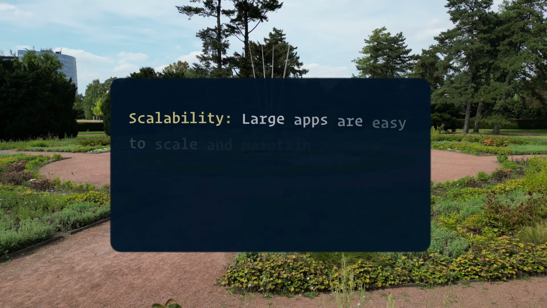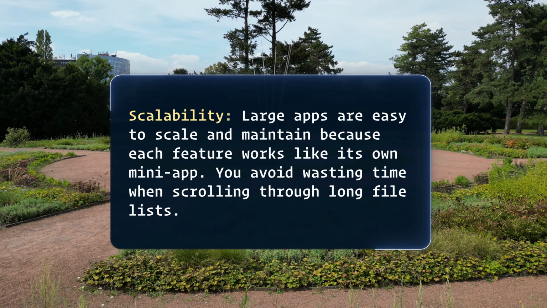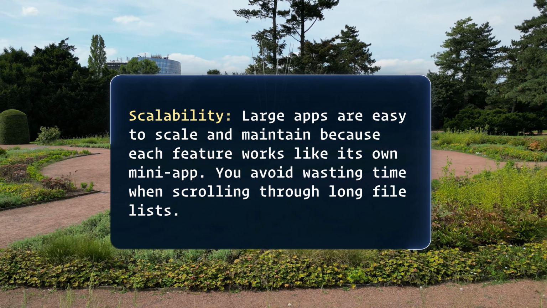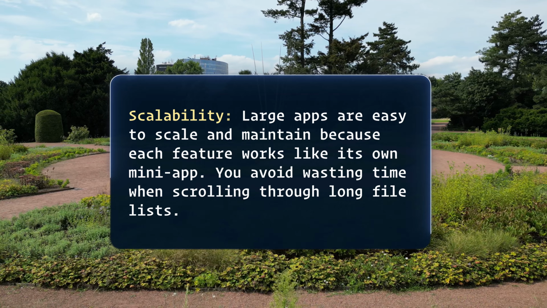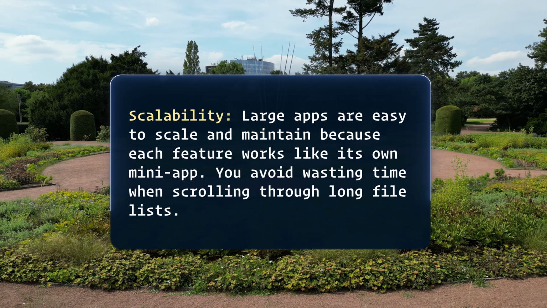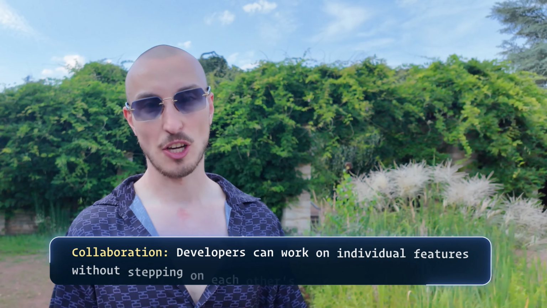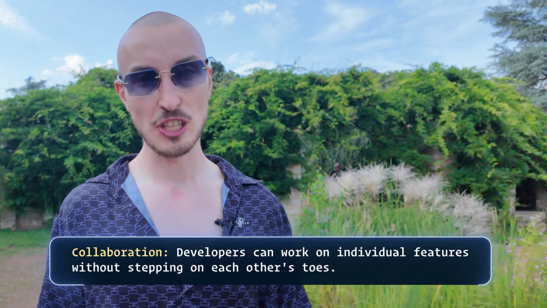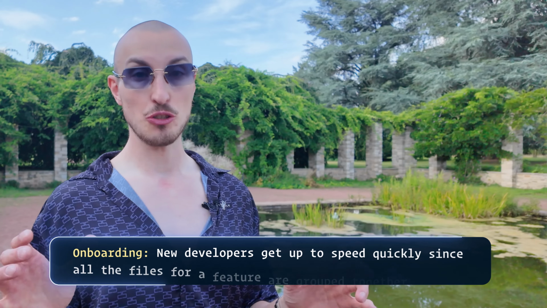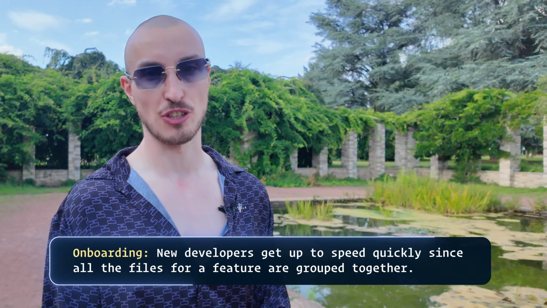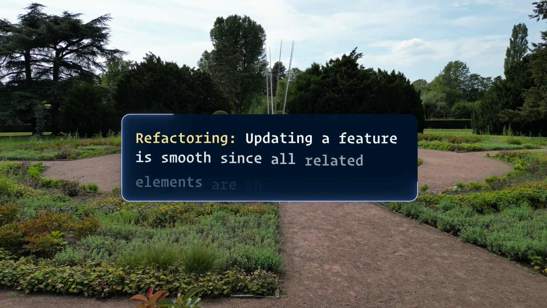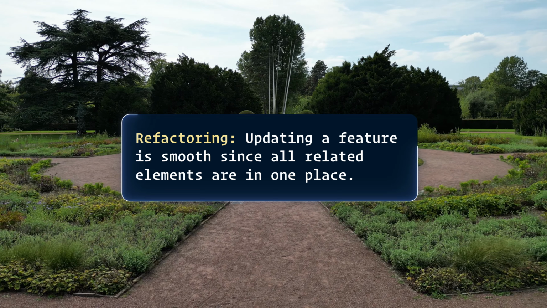This approach has several advantages. The first advantage is scalability. Large applications are easier to scale and maintain because each feature acts like a mini application. You avoid scrolling up and down as you filter for the right file that you want to find. The next point is better collaboration. Developers can focus on specific features without disrupting each other's work. You also get faster onboarding because new developers in the project understand the project structure faster. Refactoring is also easier because all the files that you need to update live together.